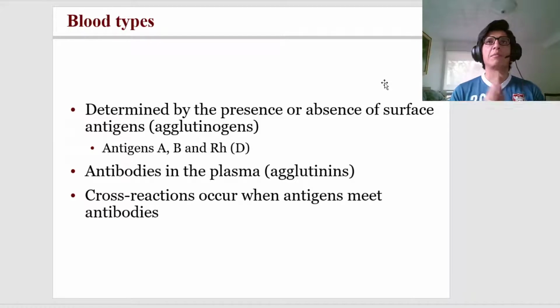All right, let's talk about blood types. Blood types are determined by antigens. What are antigens? Antigens are the surface proteins or glycoproteins that give a particular identity to a cell, a virus, a bacteria. In this case, we're talking about red blood cells. The particular identity is given by 3 types of antigens: A, B, and D antigen, or the Rh antigen.